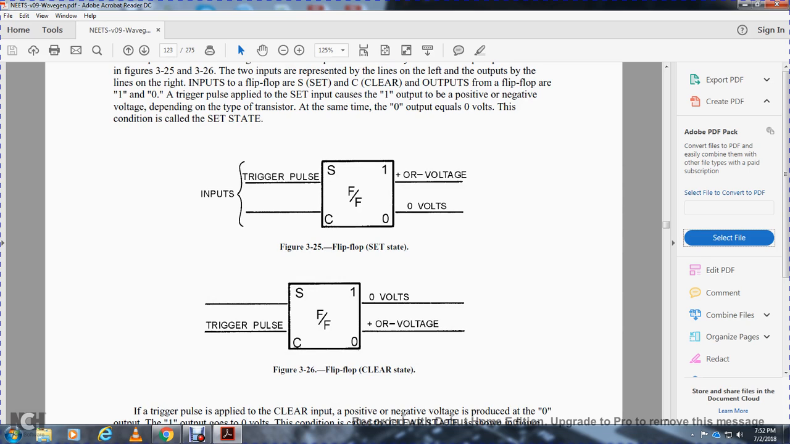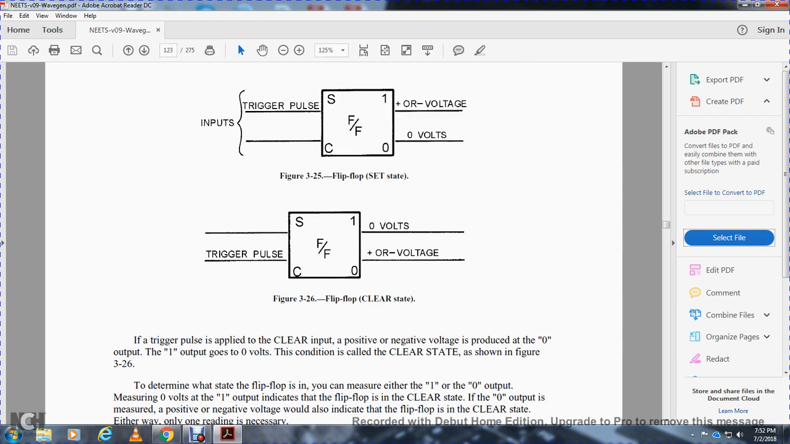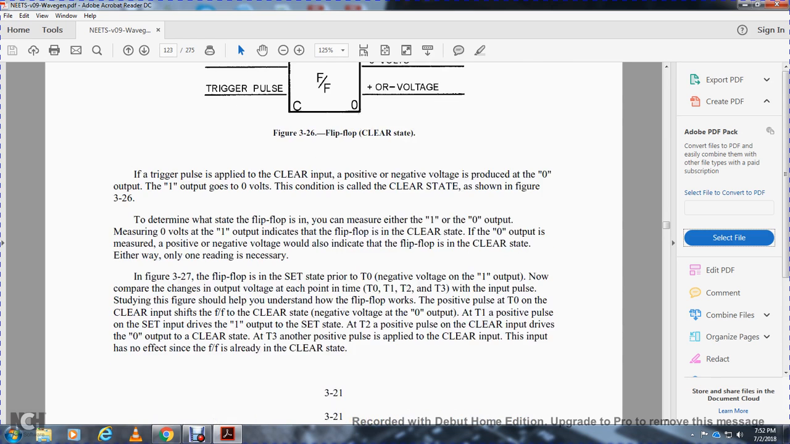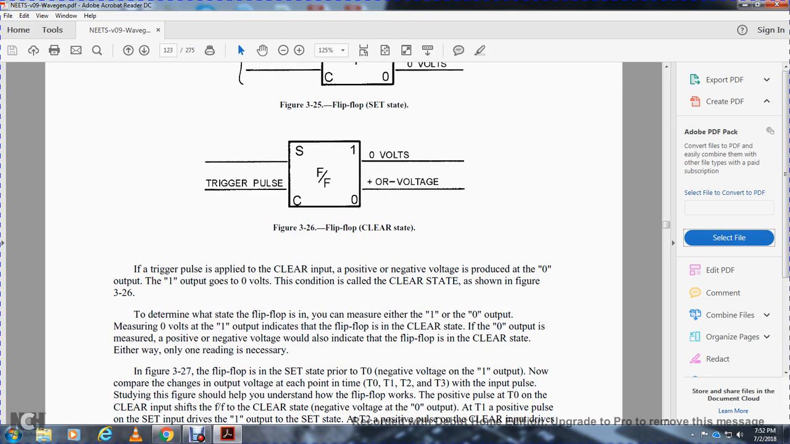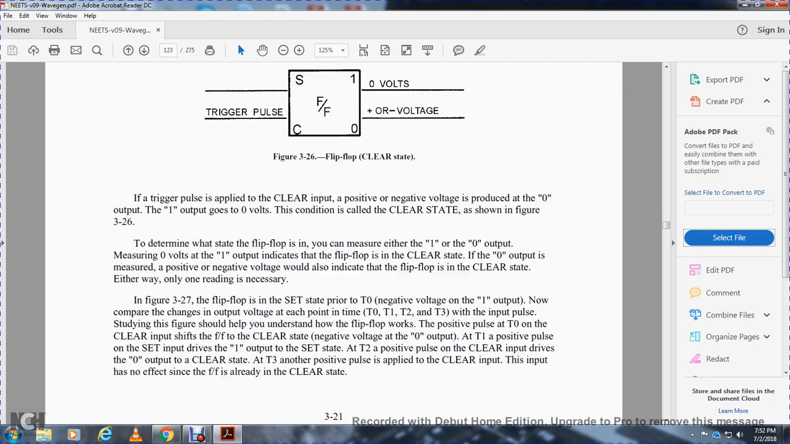Figure 325 shows the flip-flop in the set state: the 1 output is at voltage and the 0 output is at 0 volts. A trigger pulse applied to the clear input, with positive or negative voltage, produces 0 volts at the 1 output, so this is called the clear state. That is shown in figure 326.